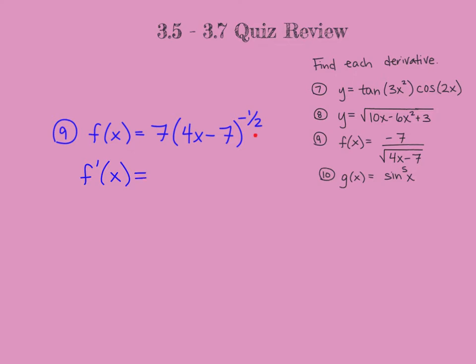All right, we're going to bring the negative 1/2 out in front and multiply it by the 7, giving us negative 7/2. The 4x minus 7 then gets raised to 1 less than negative 1/2, which is negative 3/2. And then using the chain rule, we have to multiply by the derivative of the inside piece here, which ends up being just 4. So on the outside, we can multiply negative 7/2 times 4 over 1. 4 over 2 actually end up canceling to just a 2. So we end up getting a negative 14 out in front of our derivative.